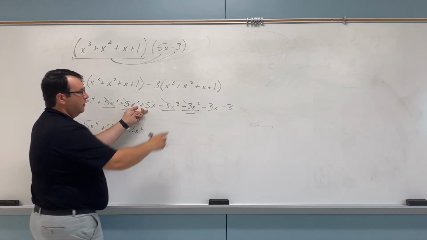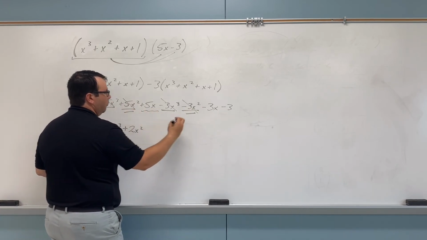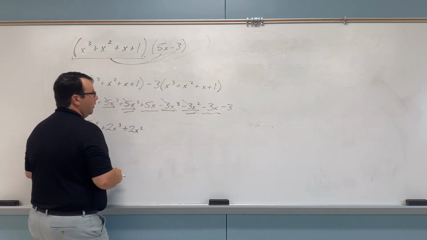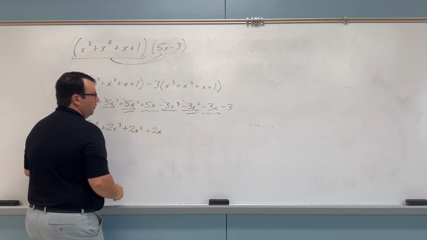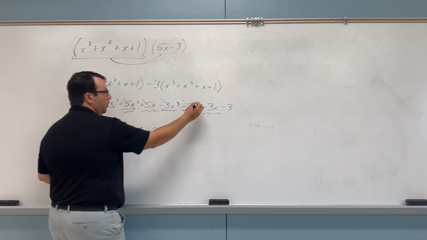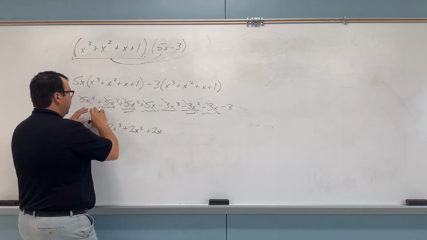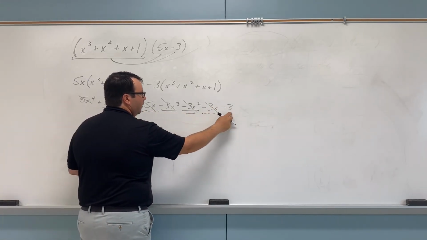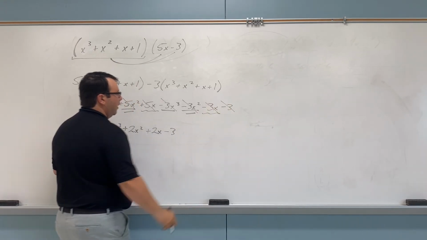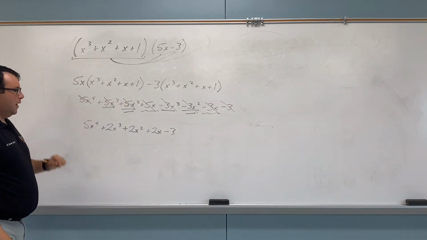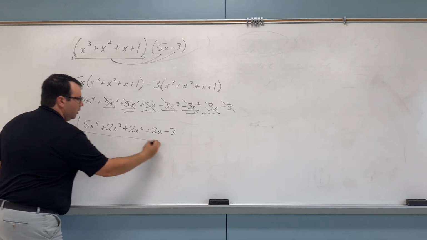I have 5x, negative 3x, so I'm using a squiggly line now. 5 and negative 3 is positive 2x. I've used it, so I'm crossing it off. I don't see anything that I've missed so far, but I have a negative 3 at the end, so I'm bringing it down. Cross it off. I've used it. And there is my simplified polynomial.